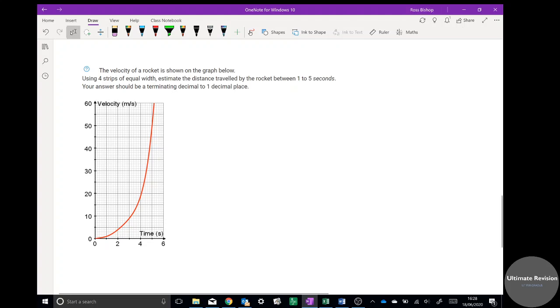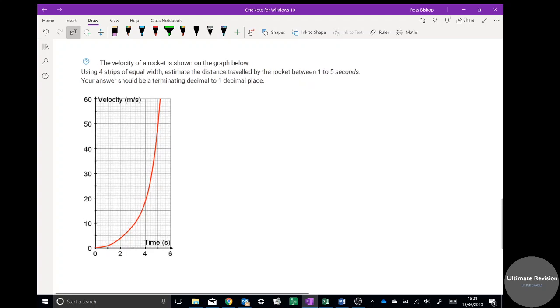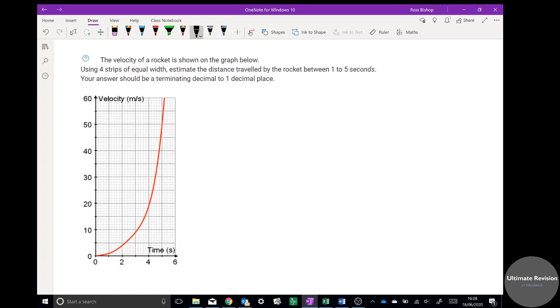So it says the velocity of a rocket is shown on the graph below. So this is curved this time. Using 4 strips of equal width, estimate the distance travelled between 1 second and 5 seconds. Okay, first thing you need to do is you need to go to 1 second, which is there. So it's going to be between 1 and 5, which is about there.